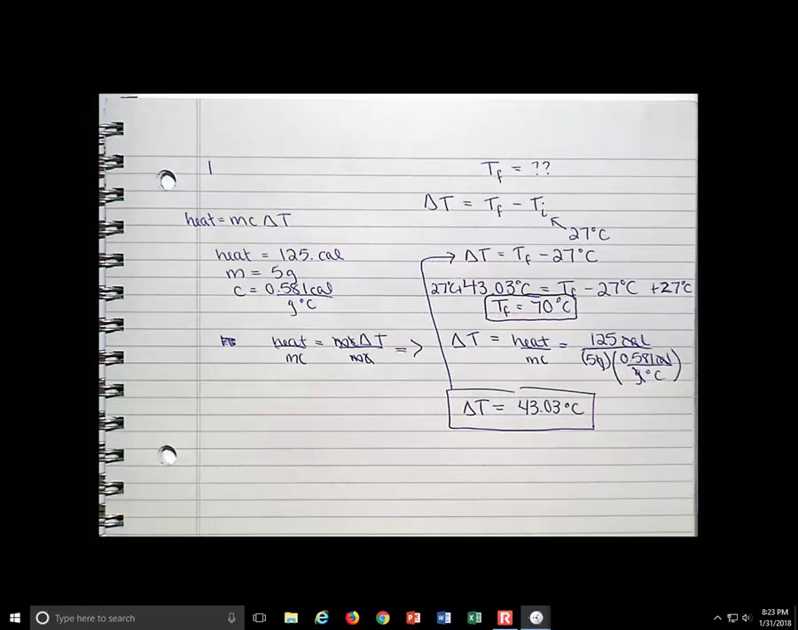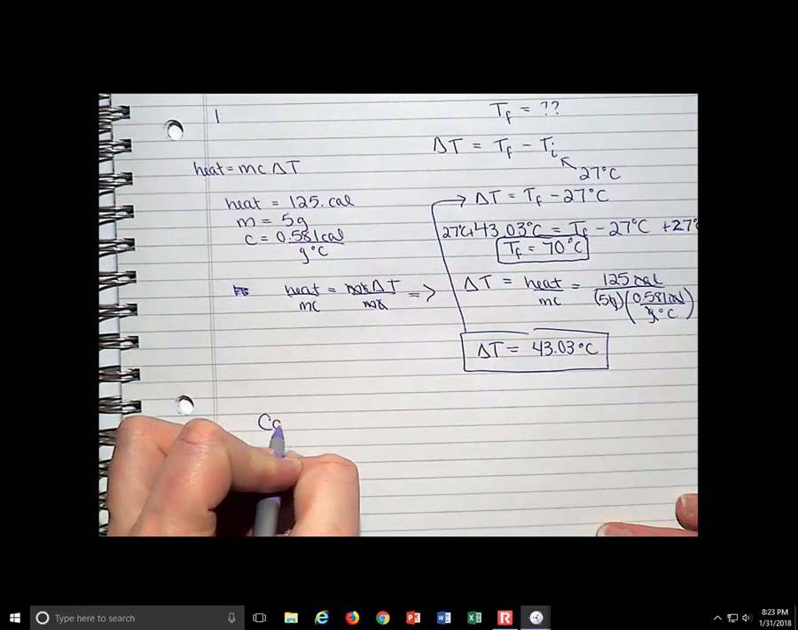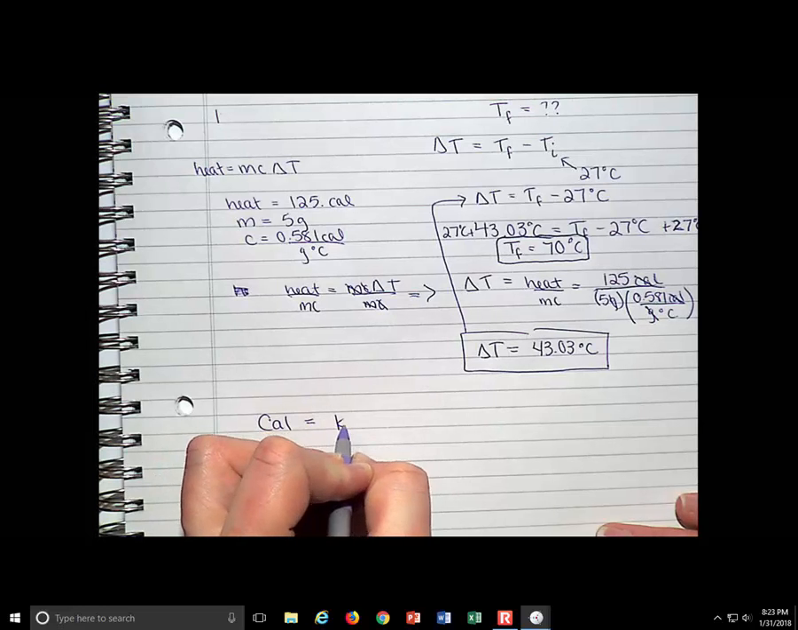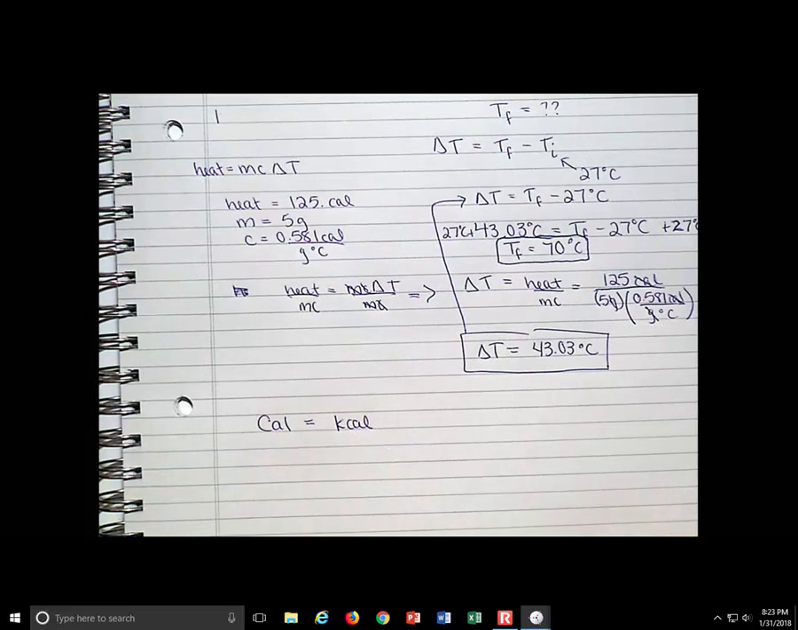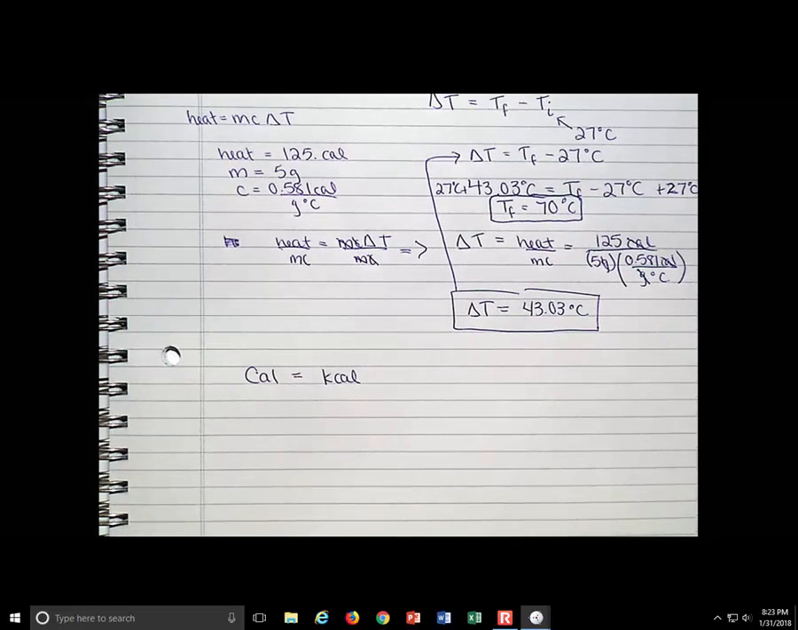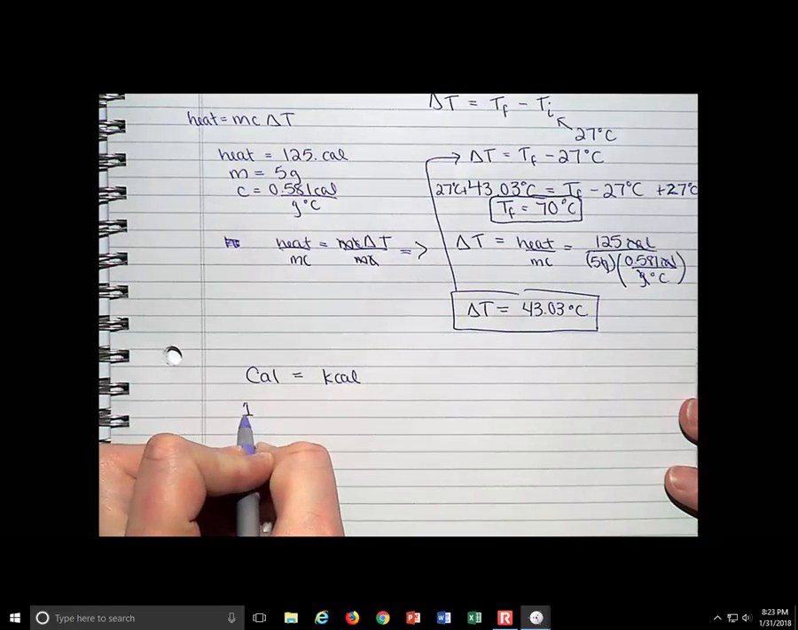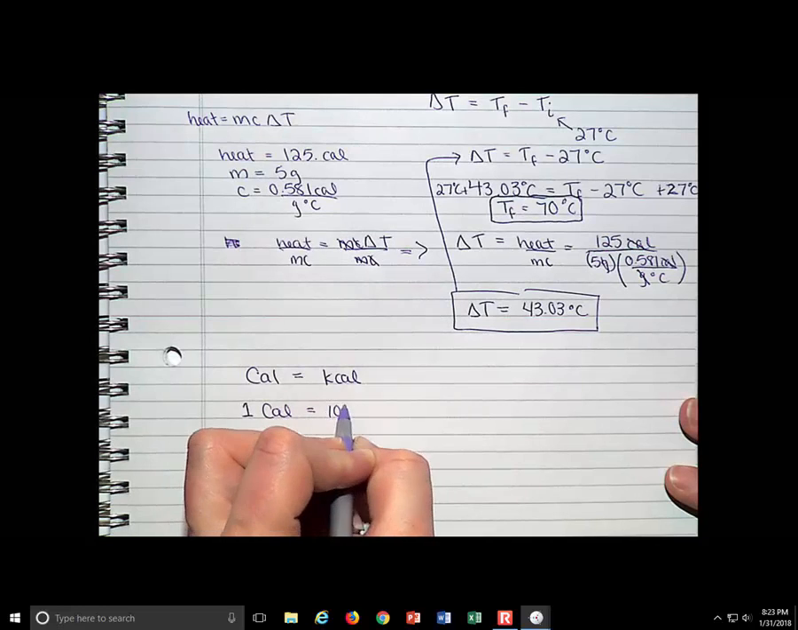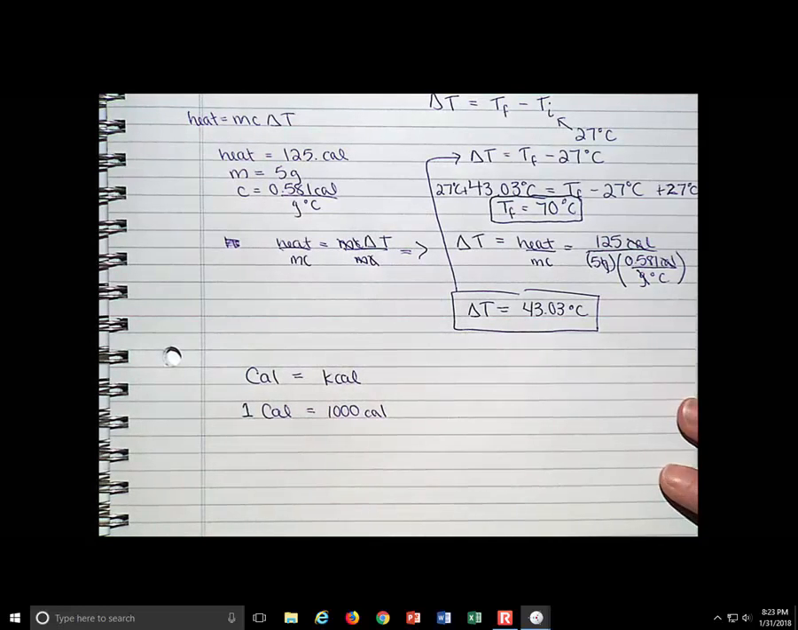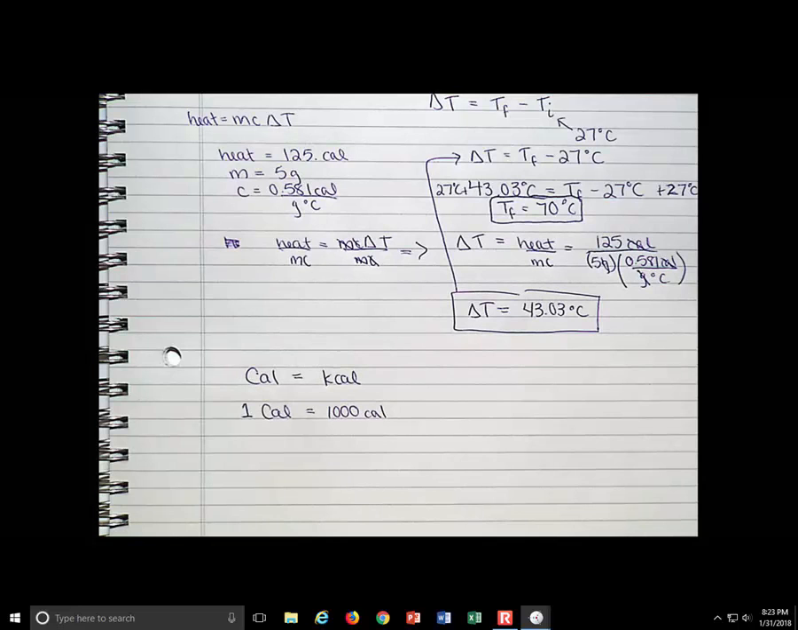So what you want to know is that big C Calories is equal to kilocalories, which means 1 Calorie with a big C is equal to 1,000 little calories. We just don't like seeing the kilo in front of calories on our food stuff because we're like, that's a lot of calories. So instead we just capitalize it.